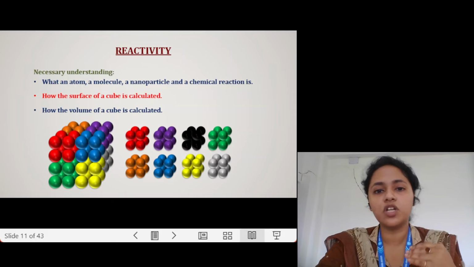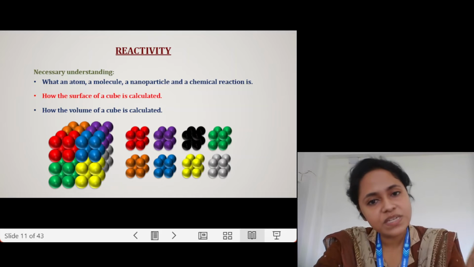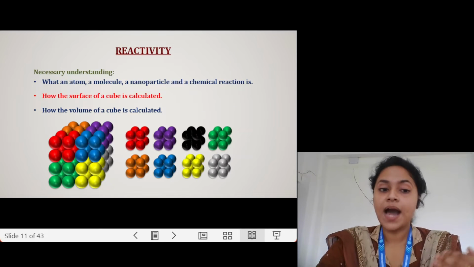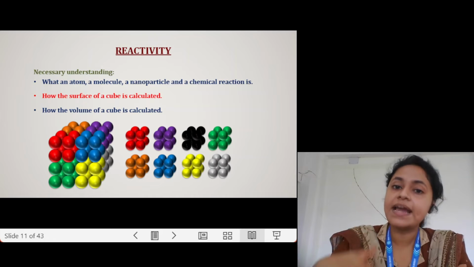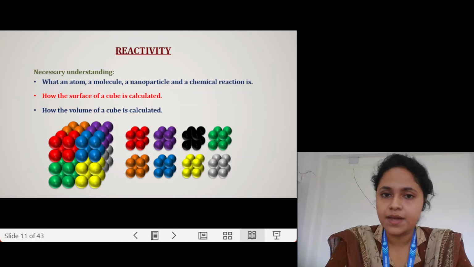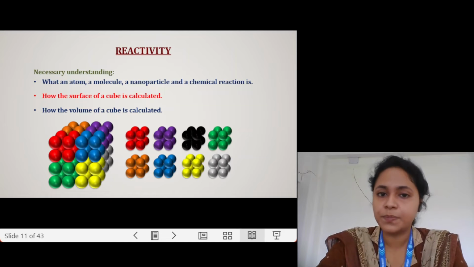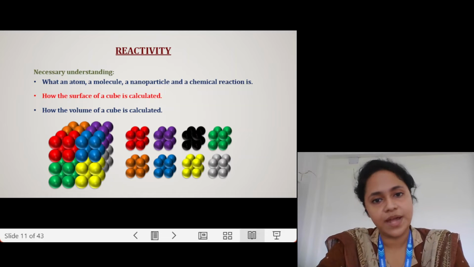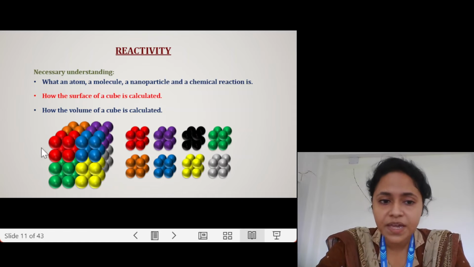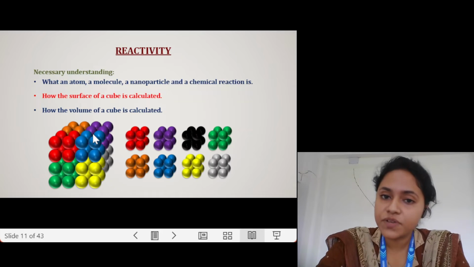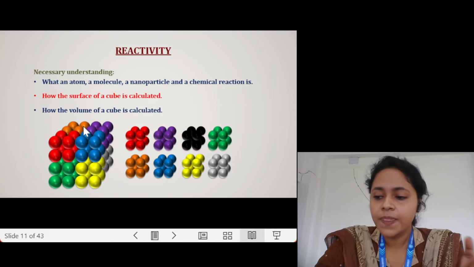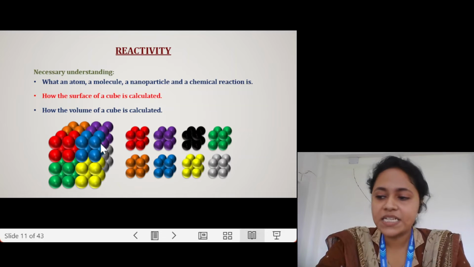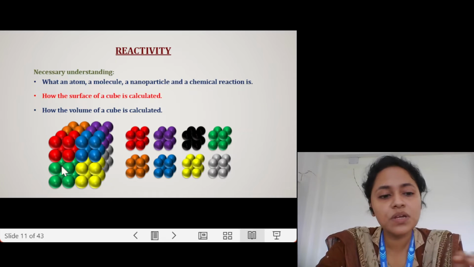Surface area to volume ratio means whatever volume is present in that particular cube, how much part of that volume is actually getting activated or is actually reacting whenever we keep this particular particle in some chemical reaction. So for this big cube, the surface area to volume ratio will be 24a square by 8a cube, and the result will be 3 by 8.